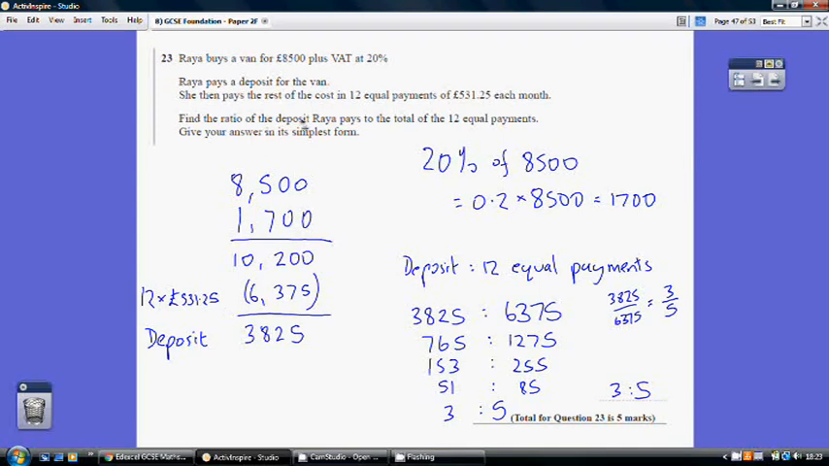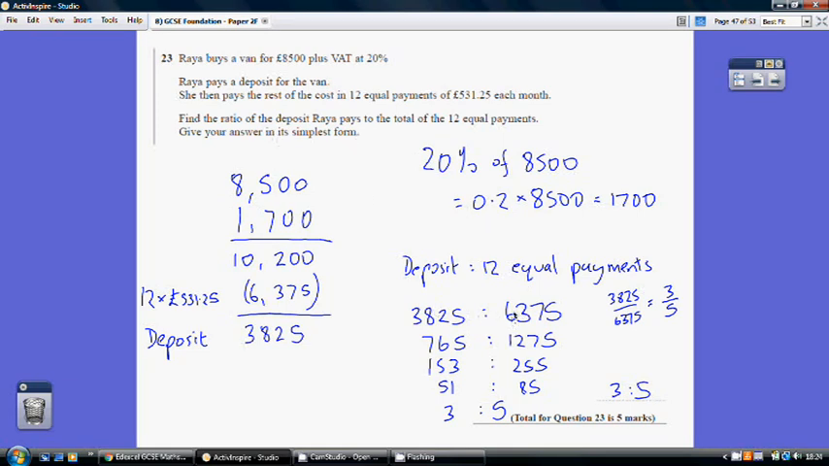Now we're being asked to find the ratio of the deposit to the 12 equal payments. Well, the deposit is 3,825. The 12 equal payments are 6,375. So this is the ratio. Now we're being asked to give this answer in its simplest form.